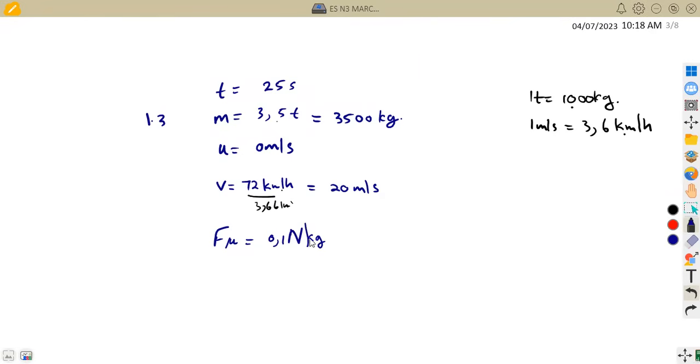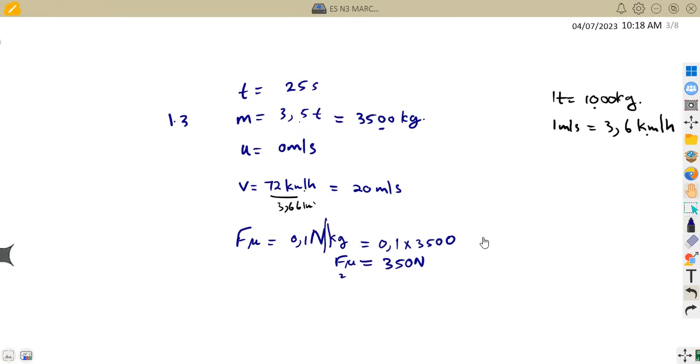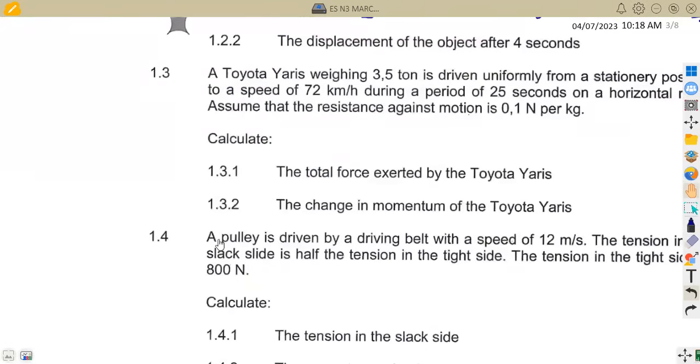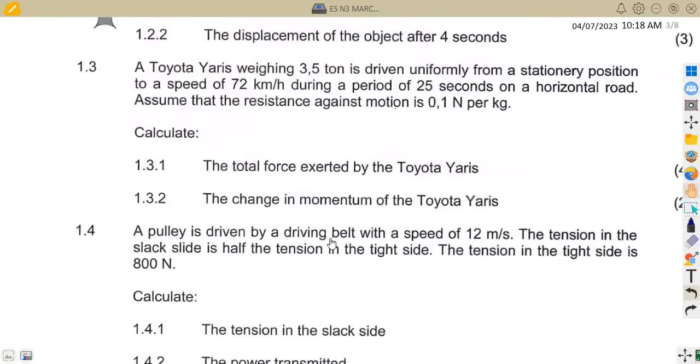But how many kgs do we have in this case? We are given 3,500 kgs. So that means we are going to multiply 0.1 times 3,500, which is going to give us 350 Newton. So that's your frictional resistance in this case. Okay, so every information is there. Let's see the first question. The question was to calculate the total force exerted by the Toyota Yaris.